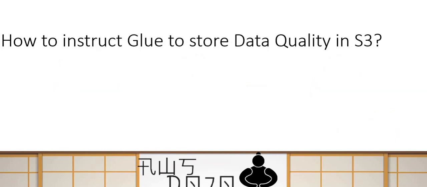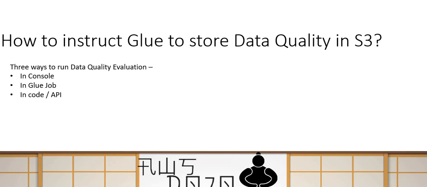So how do I instruct Glue to store data quality in S3? When you're using Glue to assess data quality, how do you tell it to store that data quality assessment or evaluation in an S3 bucket? You can run data quality evaluation or assessment in three ways. You can do it in a console. Yeah, you can do that, but not in production generally. You'll not try to do that in production.